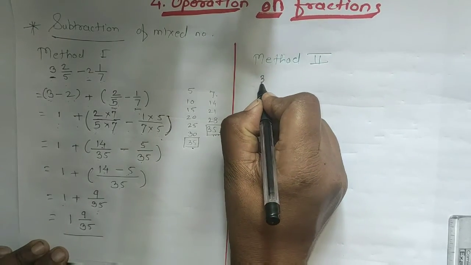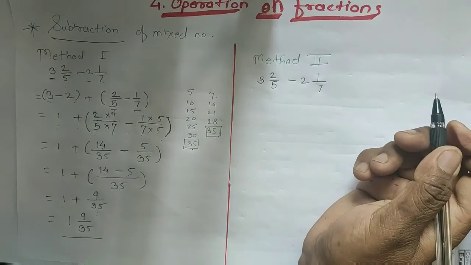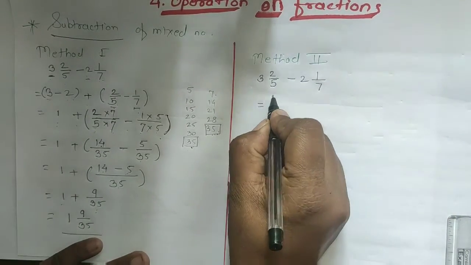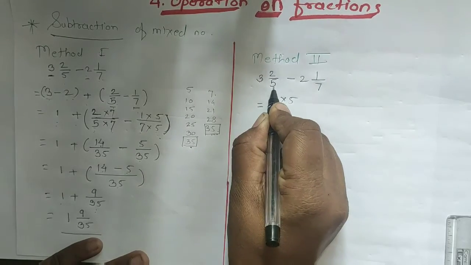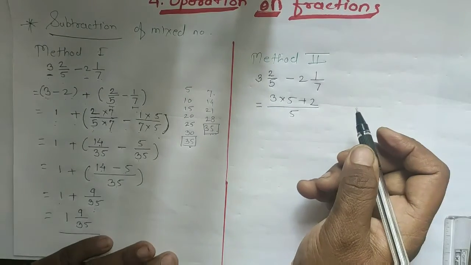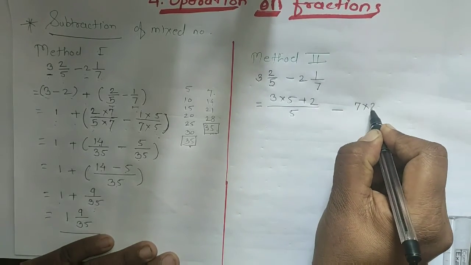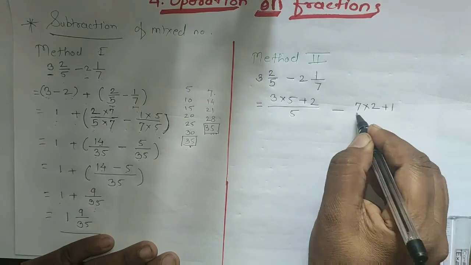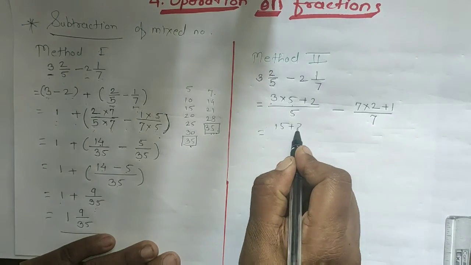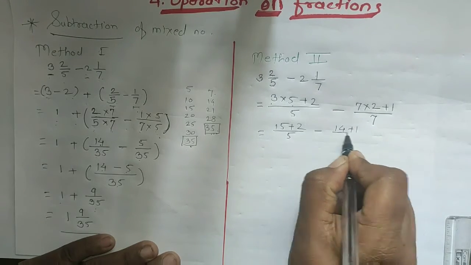Now we will see the second method, 3 integer 2 upon 5. The same example we will solve for better understanding. And here, 2 integer 1 upon 7. As I told you, to solve this example we have to do the multiplication of these two. So 3 into 5, and inside it the numerator we have to add 2, divided by 5. Minus this sign, 7 into 2 plus 1, we have to add this and divide it by 7. Now 3 5s are 15 plus 2 upon 5, and here 7 2s are 14 plus 1 upon 7.